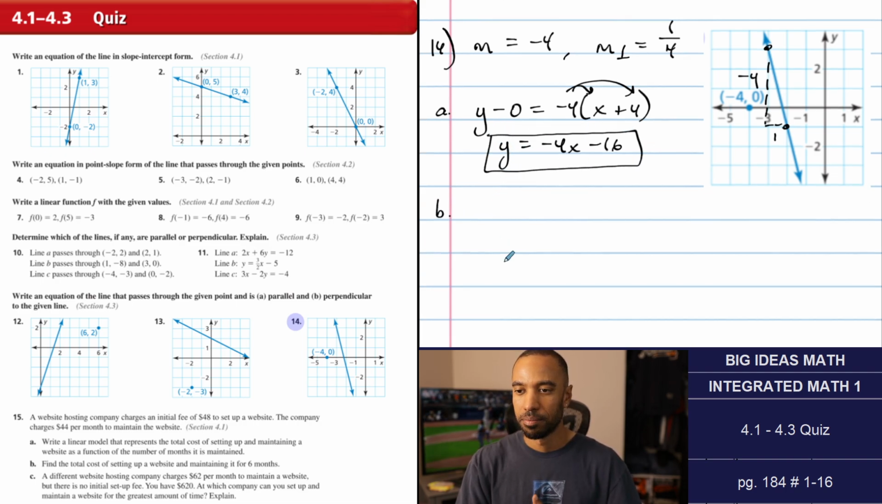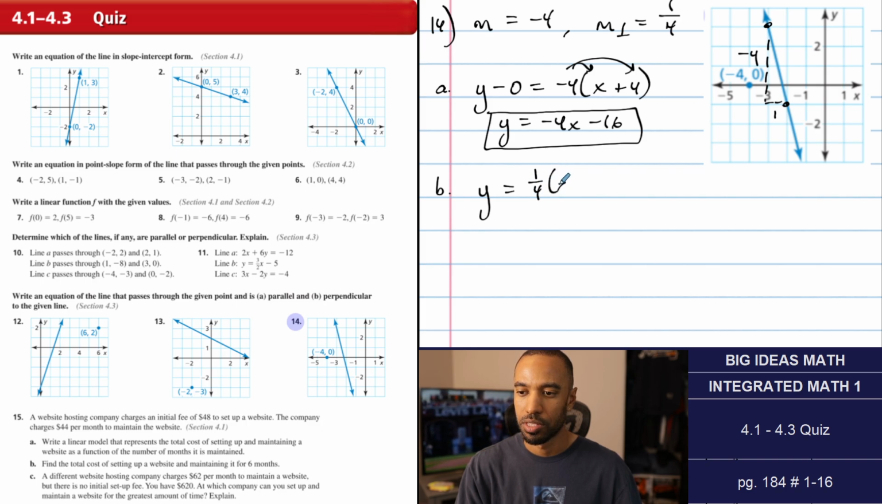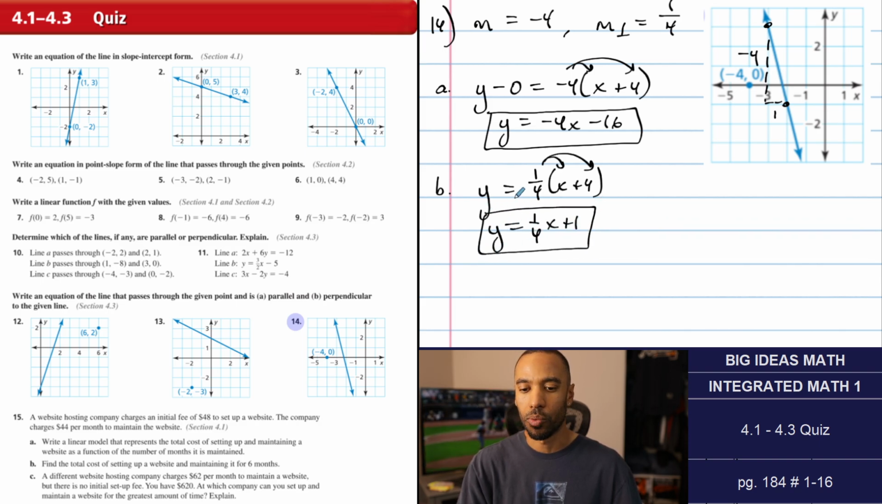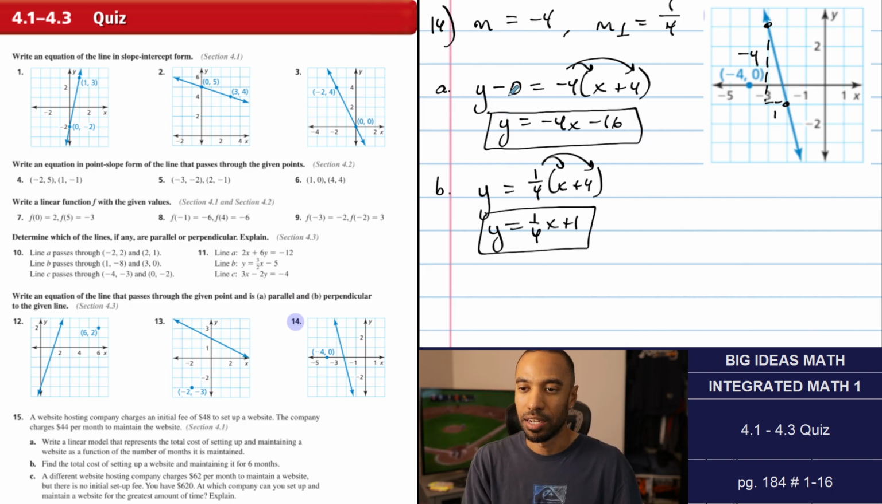On part B, again, y minus 0 equals, now this time it's a positive 1/4, times x plus 4. And then we distribute this one here, and this is going to be y equals 1/4 x plus 1. So again, what I was doing in these cases here was I used point-slope form. It was a very clean version of it just because of the y minus 0. And yeah, that's it. I actually felt faster, right?